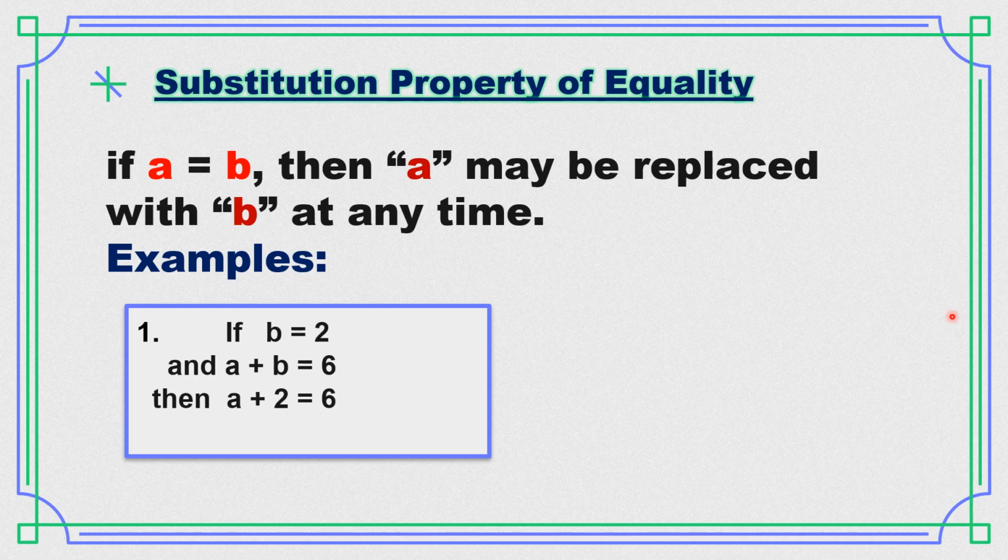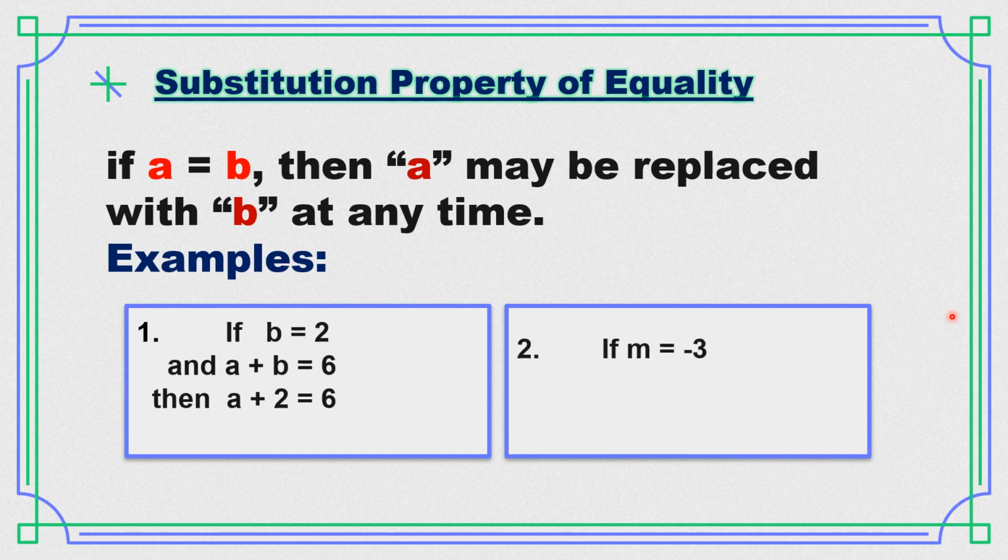So, next. Number 2. If M is equals to negative 3 and M plus N is equals to negative 7, then negative 3 plus N is equals to negative 7. Okay, sinubstitute lang natin sa M yung negative 3. Then, kinopya lang natin yung plus N equals negative 7. O, yan po. Nag-substitute tayo dyan.